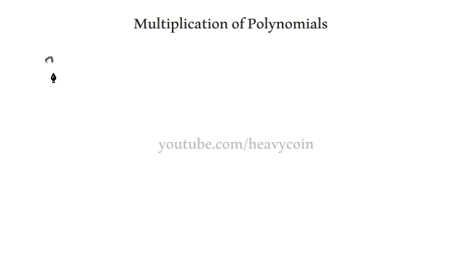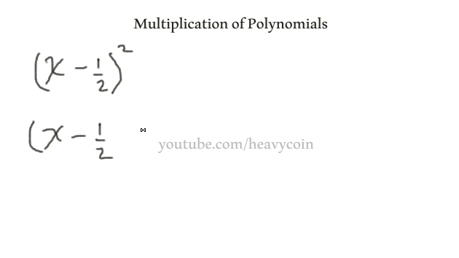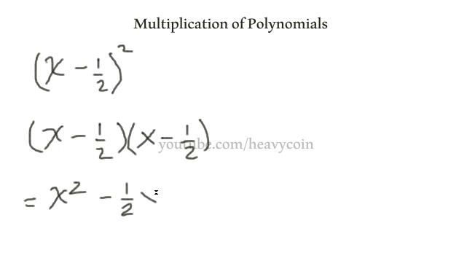Let's work with a fraction. What if I had x minus a half and the whole thing was squared? So we can rewrite this as x minus a half times x minus a half. So x times x is x squared. x times minus a half would be minus a half x. And then minus a half x times x. And then a minus a half times minus a half is a positive 1/4, and then we can combine these like terms together.